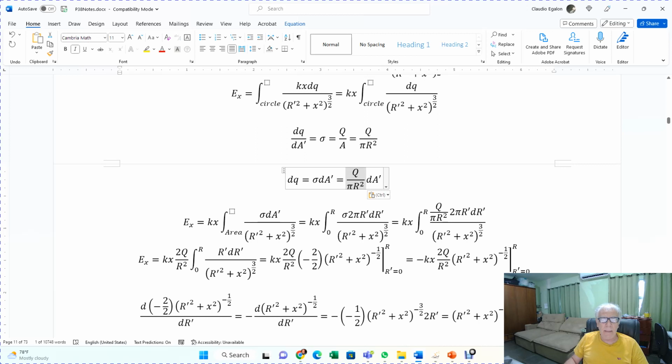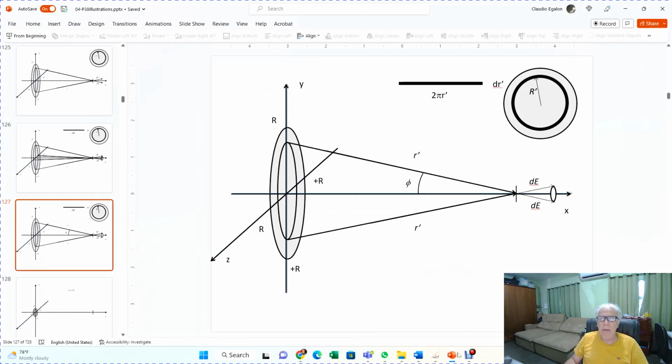So here you go, dq is sigma dA prime. dA prime means that we are integrating over the surface of the ring distribution, of the charge distribution. Sigma can be taken out of the integral as well. dA prime can be written as what? Here you go. That's my dA prime, right? My dA prime is like a rectangle.